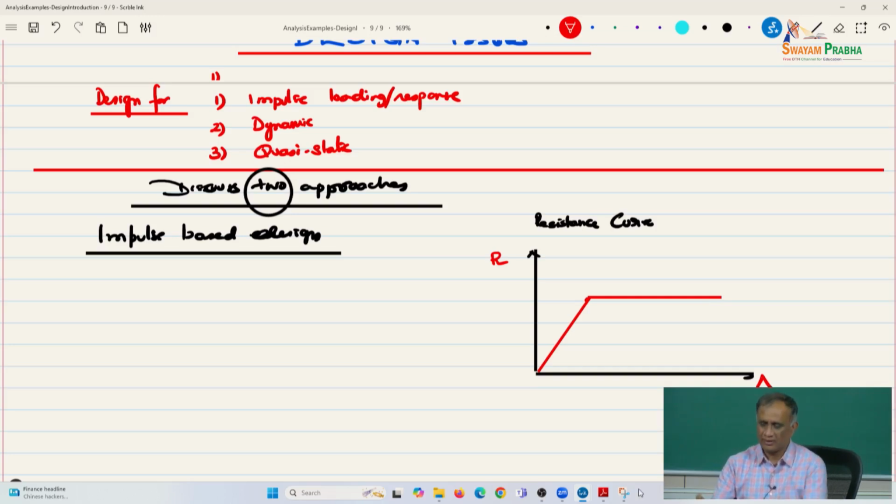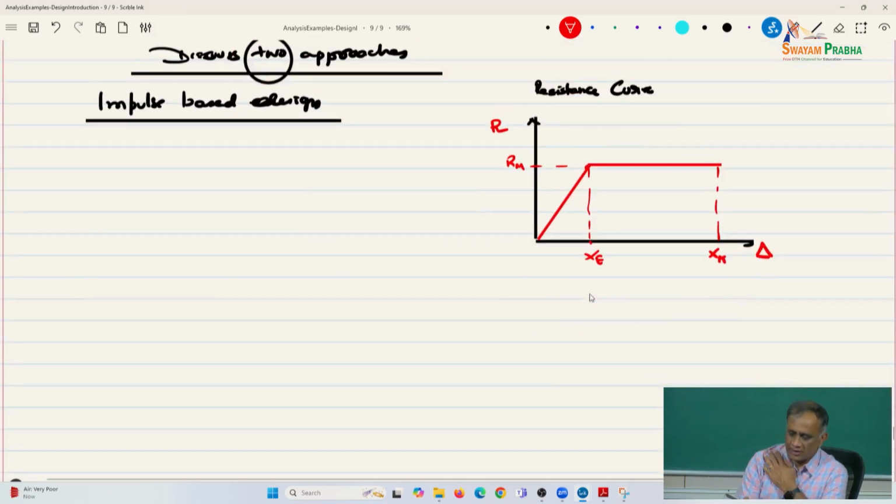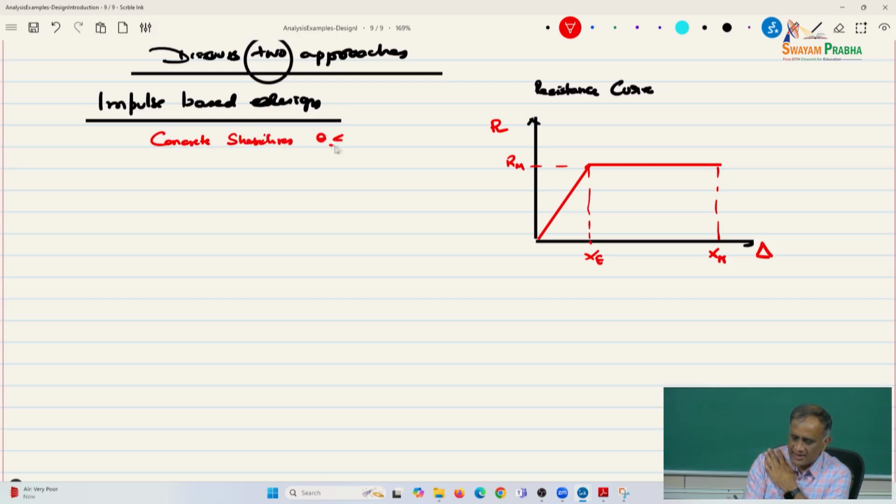So the resistance curve, let us say this is Rm and this is Xe and Xm. Especially for concrete structures where theta is less than or equal to 4 degrees, and we have seen 10 degrees as the limit for low level of protection. So this is medium level of protection, you can still get this response.